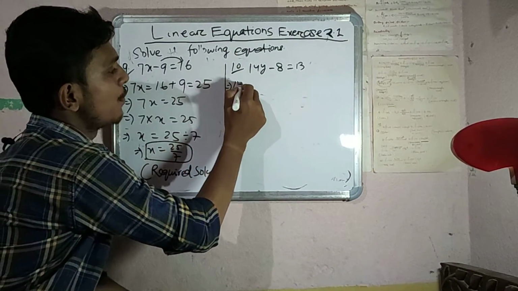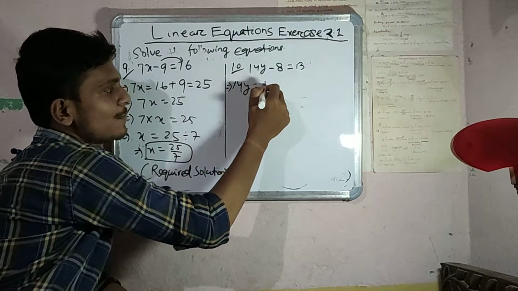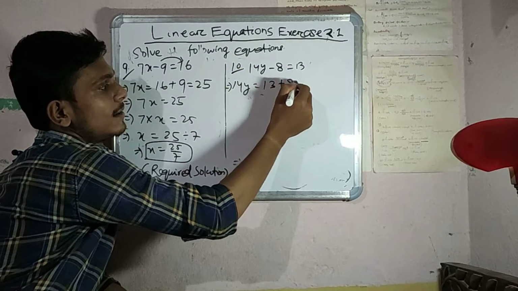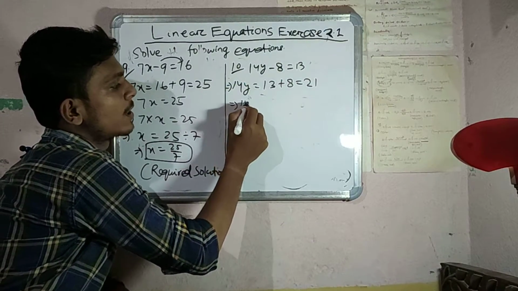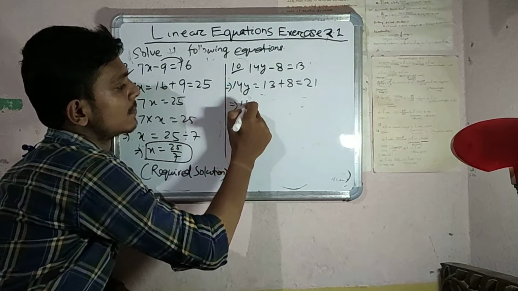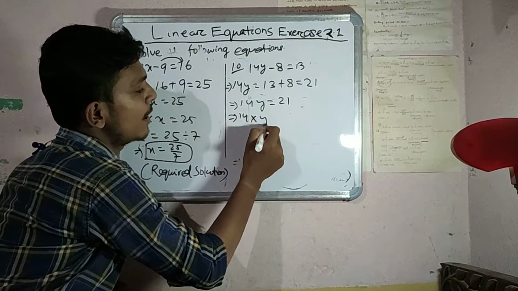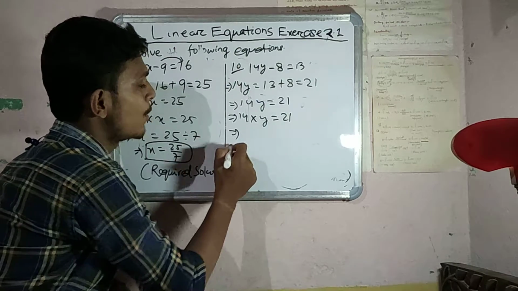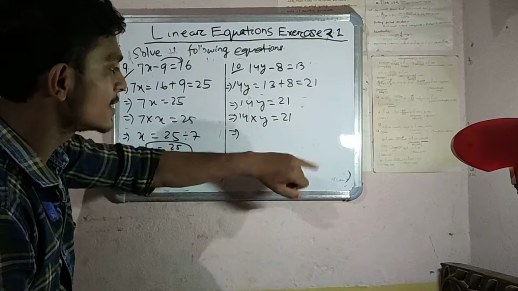Similar, that is 14y, 8 is subtracted here. So when it is transposed to the right side, that is added. That is 21. So 14y equal to 21. That is 14 is multiplied with y to give 21. If 14 is multiplied here, so here 14 should be divided.